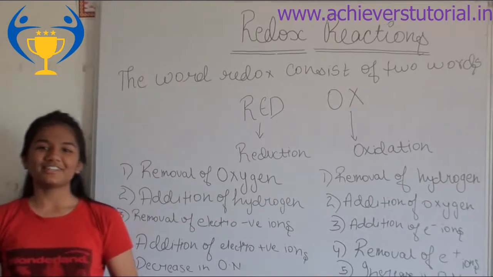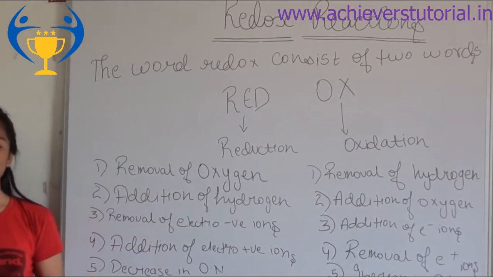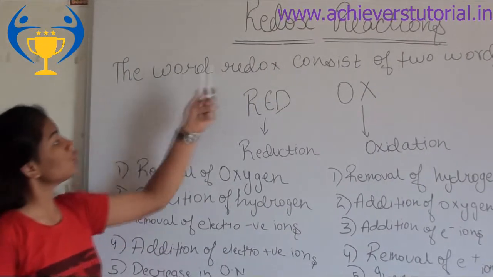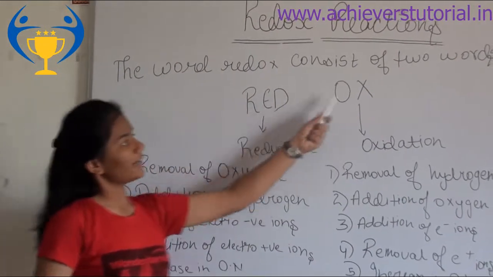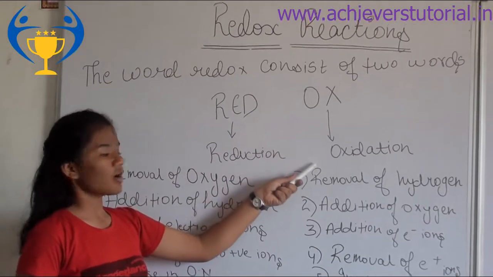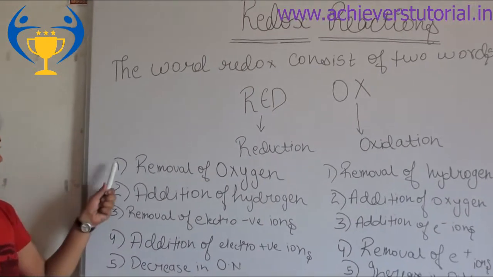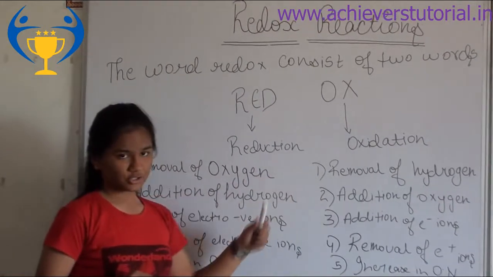So, what are redox reactions? Redox reactions are those reactions whose name is made up of two words, red and ox. Red means reduction and ox means oxidation. Now I will tell you about the properties of reduction and oxidation.